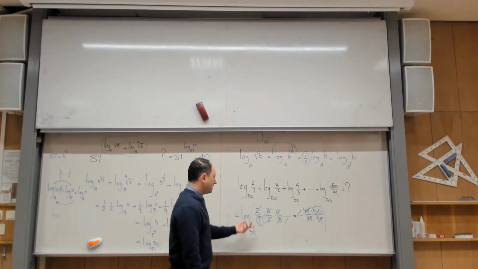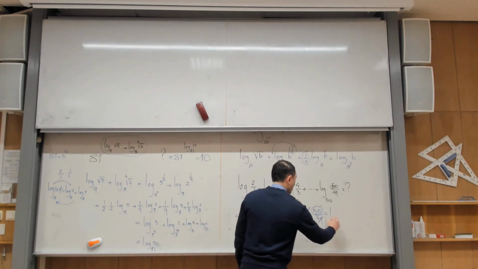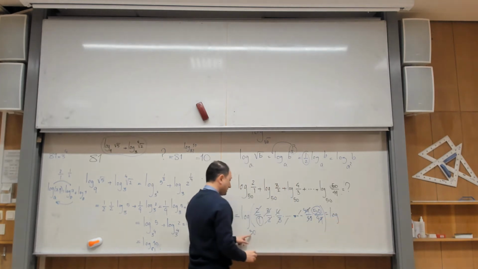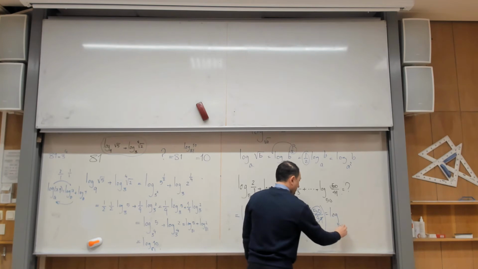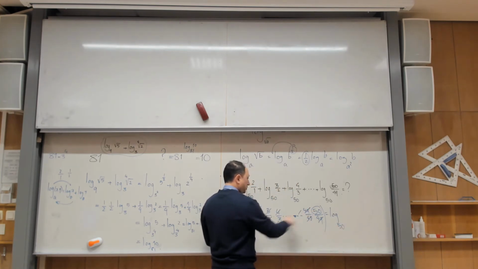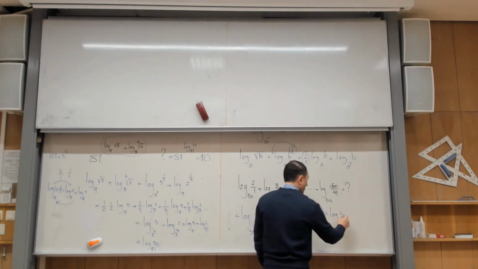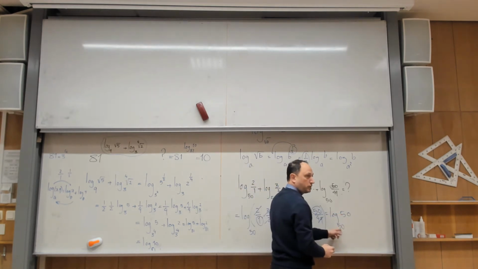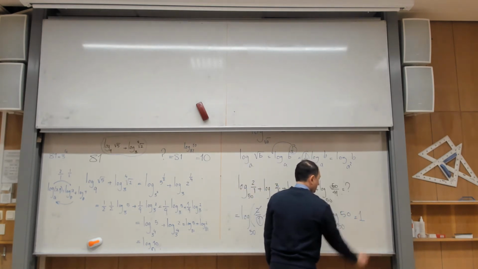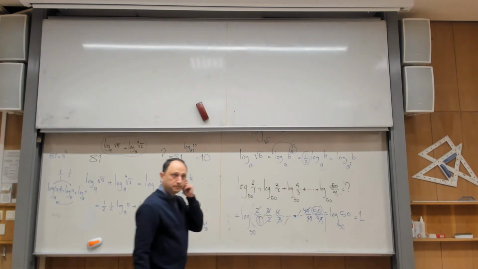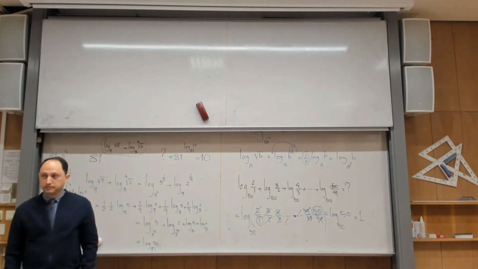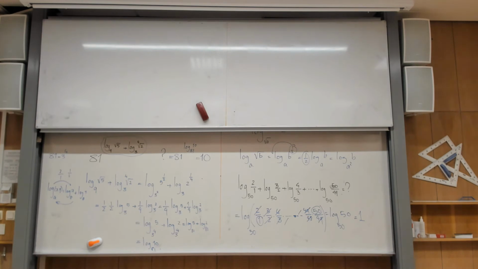So what's the answer? This becomes log in the same base. But what is the number left from all this product? It is 50. And then I have log of 50 in its own base, and this is 1. Is that understandable? Okay, so now let me ask you another question.